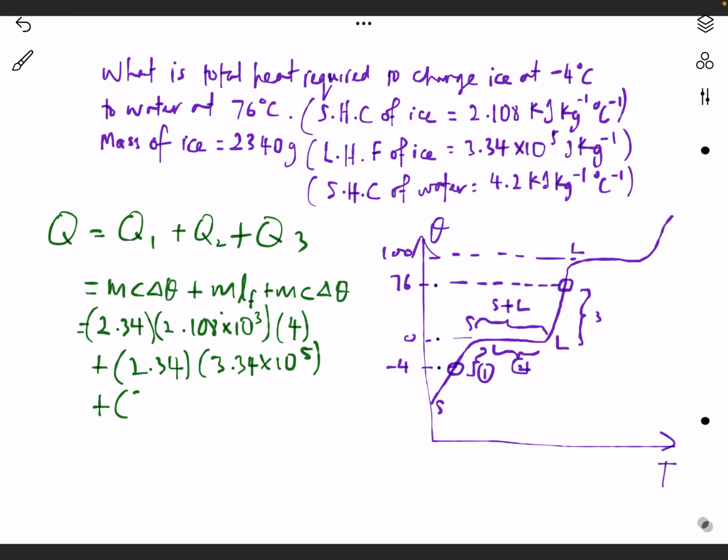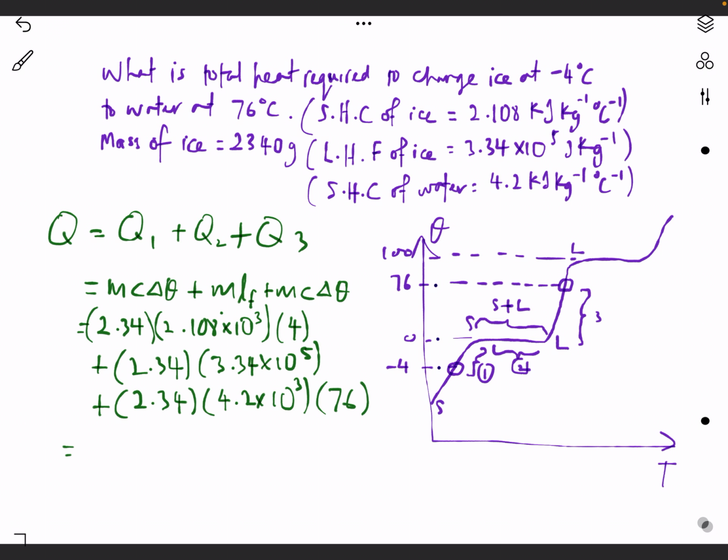And the third part of the equation is this one. The mass is still the same, 2.34, multiplied by c. This part is water, so you have to use the specific heat capacity of water, 4.2 times 10 to the power of 3, which comes from kilo here. And the change of temperature is between 0 to 76, so you can simply write 76. Then you can use a calculator to calculate.